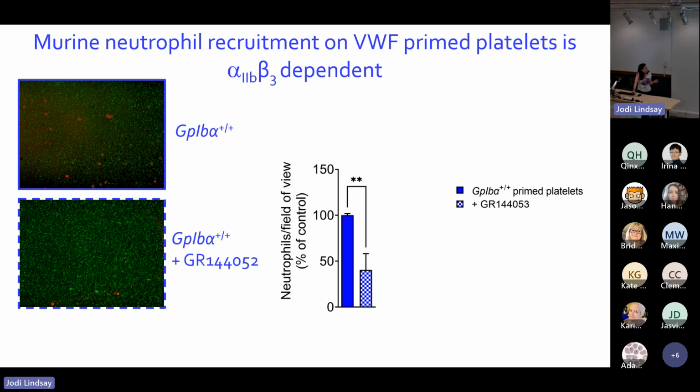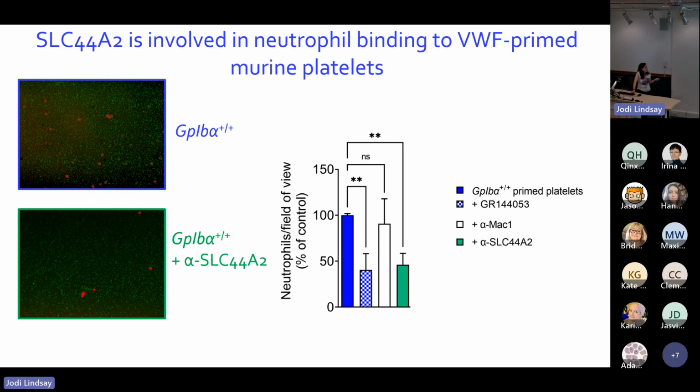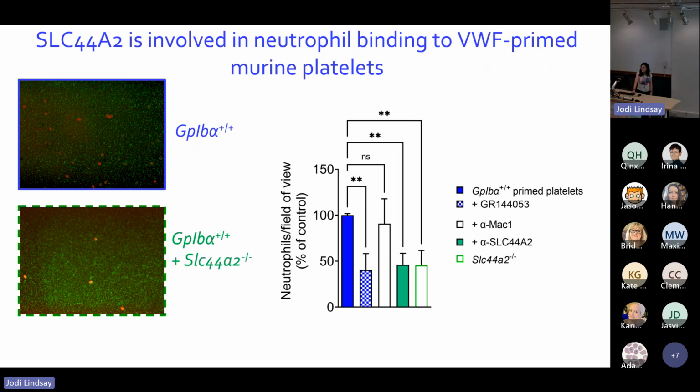We also looked at the dependency of this interaction, and similarly to the human scenario, if we use an alpha-2b beta-3 blocker, you reduce the amount of neutrophils bound to these VWF-primed platelets on wild-type platelets. If you use an antibody against MAC1, we don't see any difference. If we use an antibody against SLC44A2, you reduce the amount of neutrophils bound to the platelets. And this is new data with neutrophils isolated from SLC44 knockout mice. There is also a reduction of the binding on primed platelets.